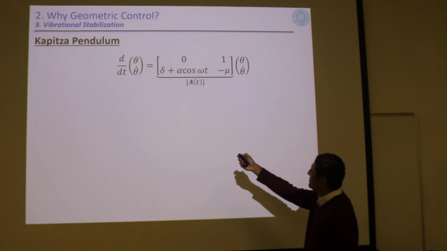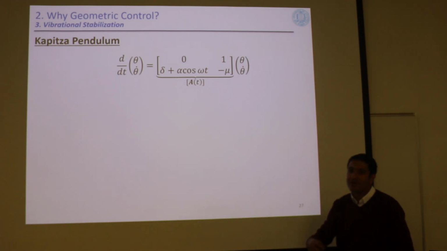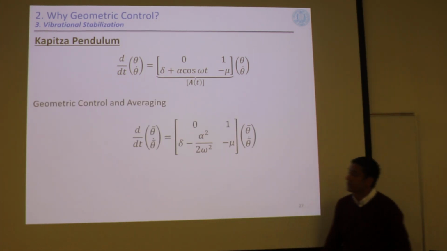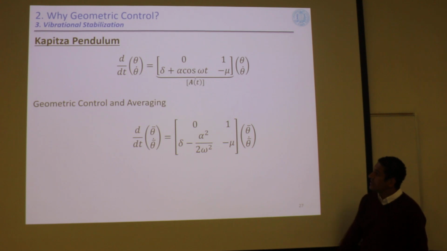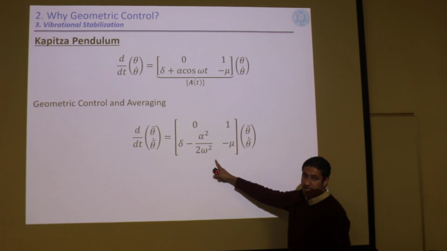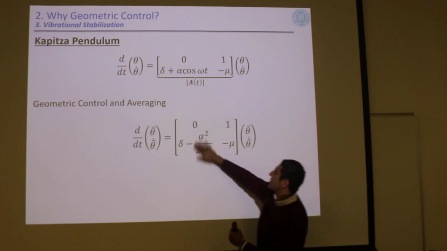So this is my system. I will not just do averaging. I will do averaging with the aid of geometric control. If you do that, you will get this result. Again, it's x dot equals A times x. A is time invariant. There is no time. Go and check eigenvalues, because it's simple. I know that if these are negative, I'm done.